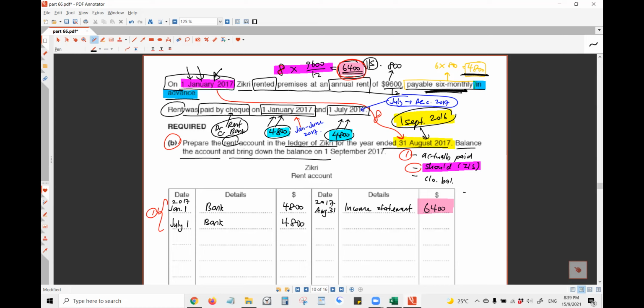Now the last figure, how to find? Easy, just do balancing, then you can get a closing balance. From the total row, which side is greater? Debit side is greater, right? So total up the debit side, 9,006. Copy this total to the other side. Now do deduction, 9,006 minus 6,004. You tell me what you get. Okay, I'll wait for you.